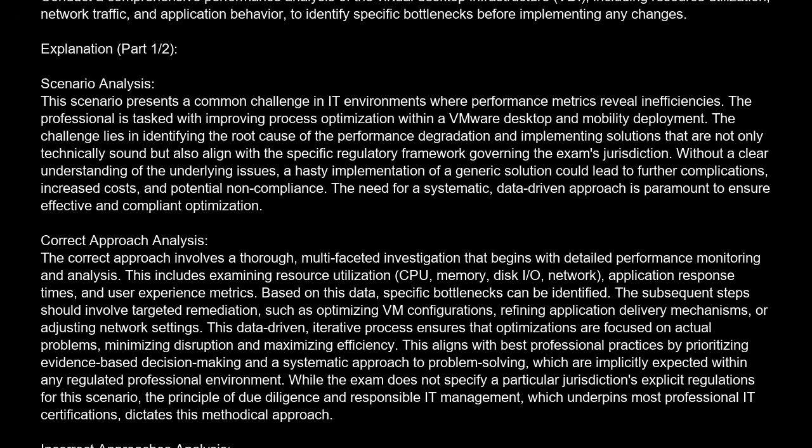While the exam does not specify a particular jurisdiction's explicit regulations for this scenario, the principle of due diligence and responsible IT management, which underpins most professional IT certifications, dictates this methodical approach.